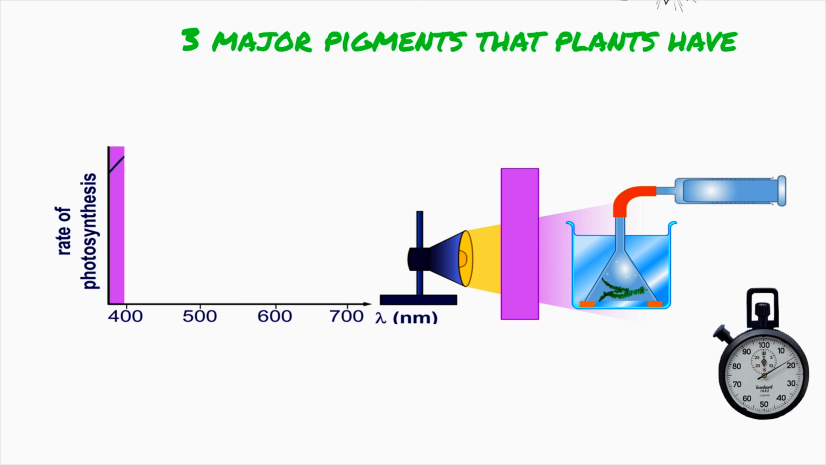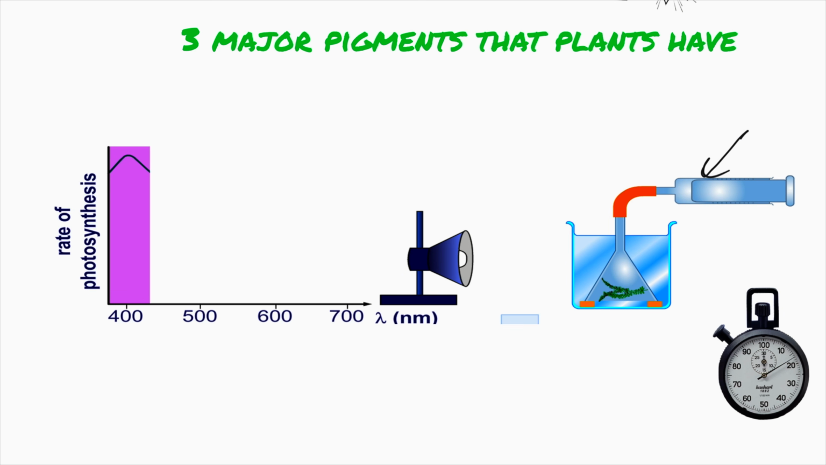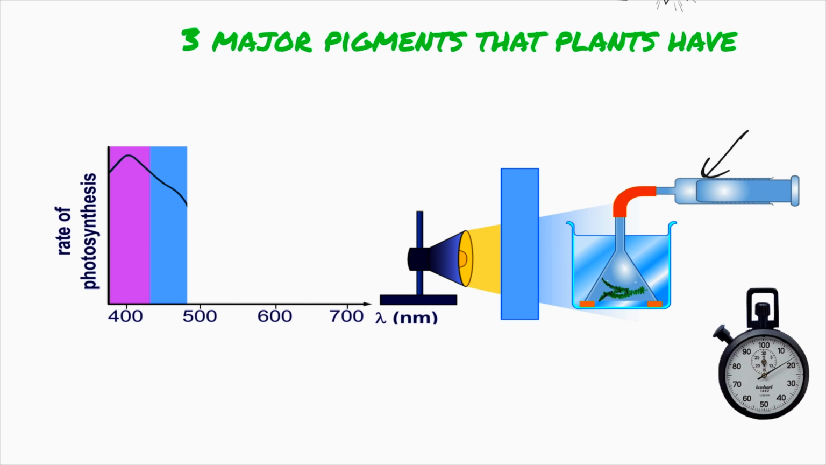As you expose the plant to the light, you notice there are bubbles of oxygen, and I'm measuring the volume using a gas syringe, and I'm measuring the time it takes for the volume to be produced. Now, as you can see, different colors of light allow the plant to do different rates of photosynthesis.